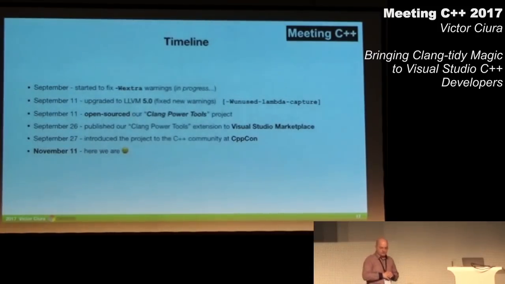We upgraded to LLVM 5 and fixed new warnings coming in from this upgrade, most of them related to lambda captures. And in September of this year, we open sourced our Clang Power Tools project and published our free Clang Power Tools extension in the Visual Studio Marketplace, and introduced this project to the C++ community in September at CppCon. And here we are.